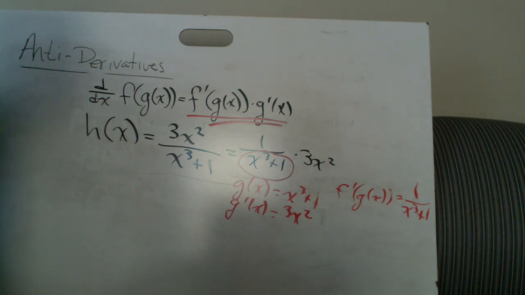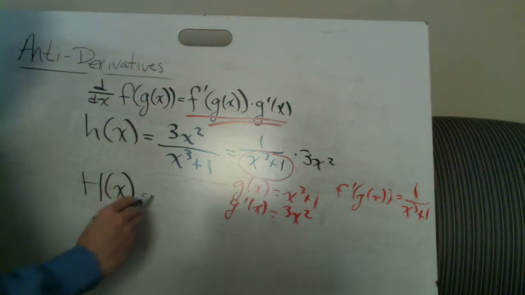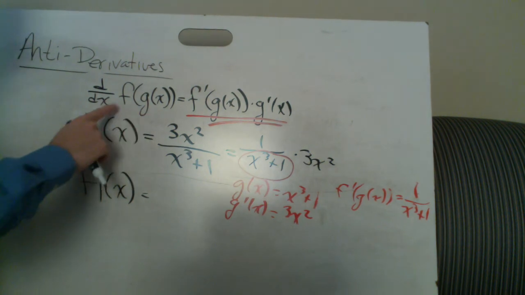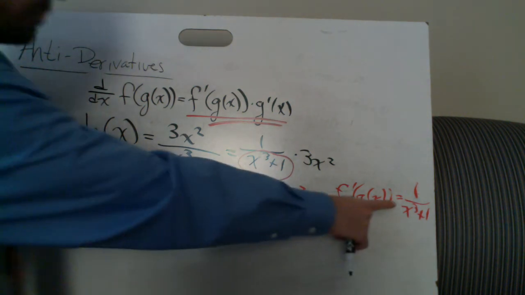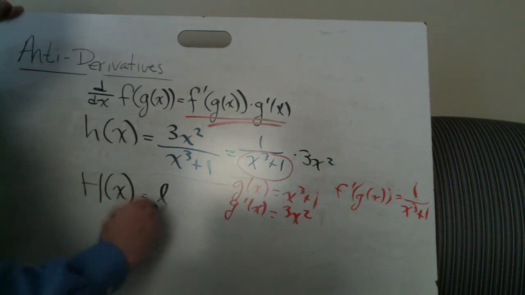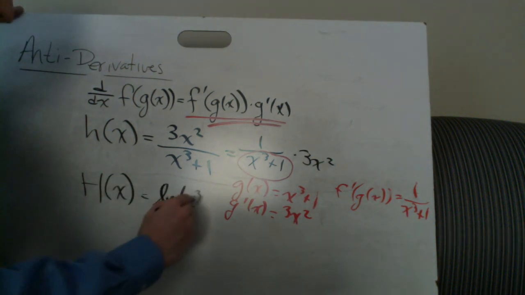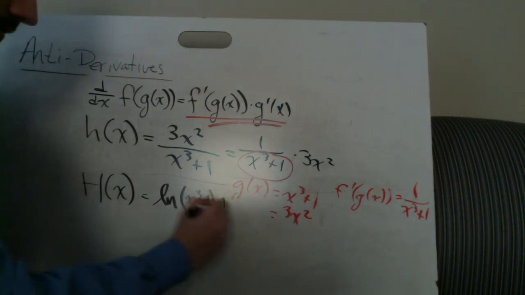That should tell us that if f is natural log and g is x cubed plus 1, ideally we have found our function here. So let's test this out. It's looking like h of x, which should be f of g of x. Well, f we decided was natural log because f prime was 1 over the function here, 1 over g of x. G is just x cubed plus 1, so our capital H should be natural log of x cubed plus 1. And then, of course, we'll get the plus c.